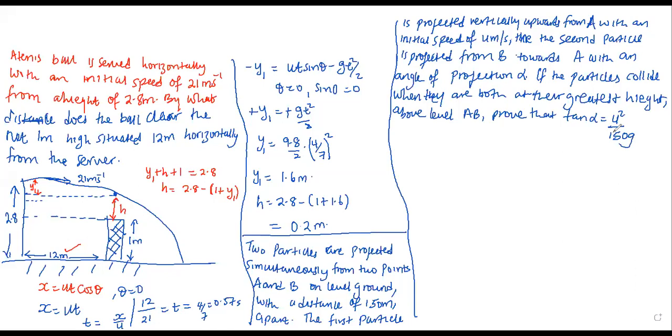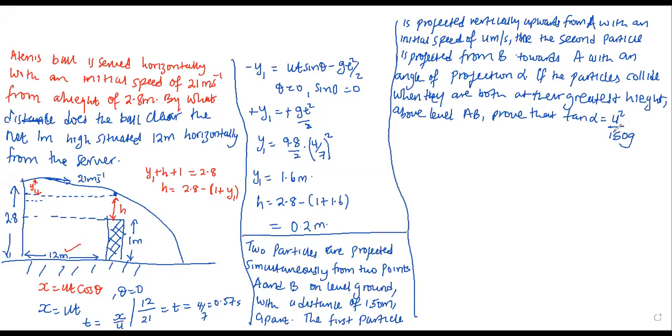Then the second particle is projected from B towards A with an angle of projection alpha. If the particles collide when they are both at their greatest height, prove that tan alpha is u squared over 150g.